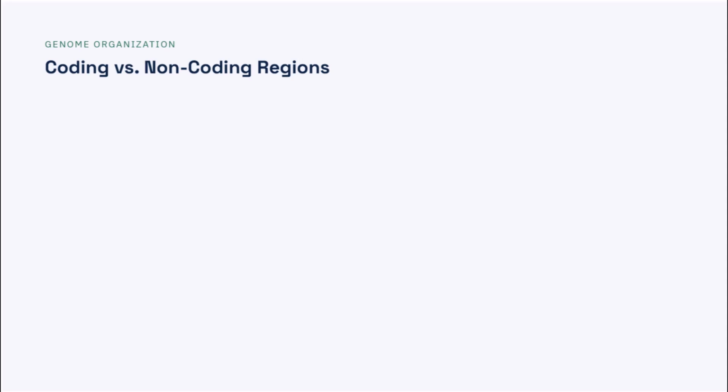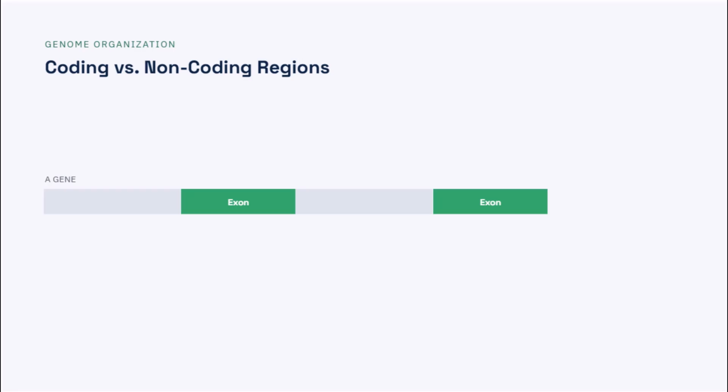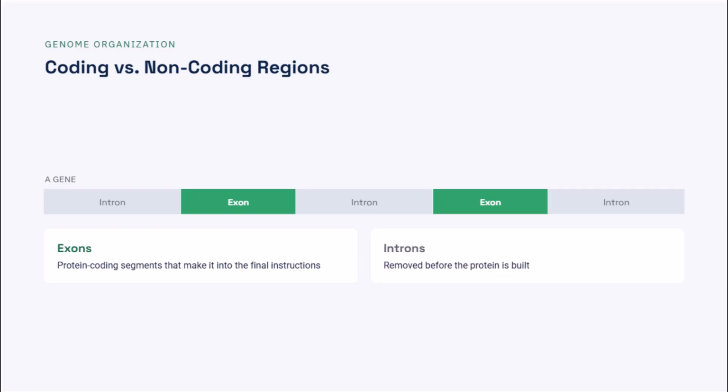Not every part of a gene actually codes for protein, and not every part of the genome is a gene at all. Within a gene, the protein coding segments are called exons, while the segments in between, which get removed before the final protein instructions are used, are called introns. Only exons ultimately carry through to build the protein. Introns are more like rough draft material that gets edited out.